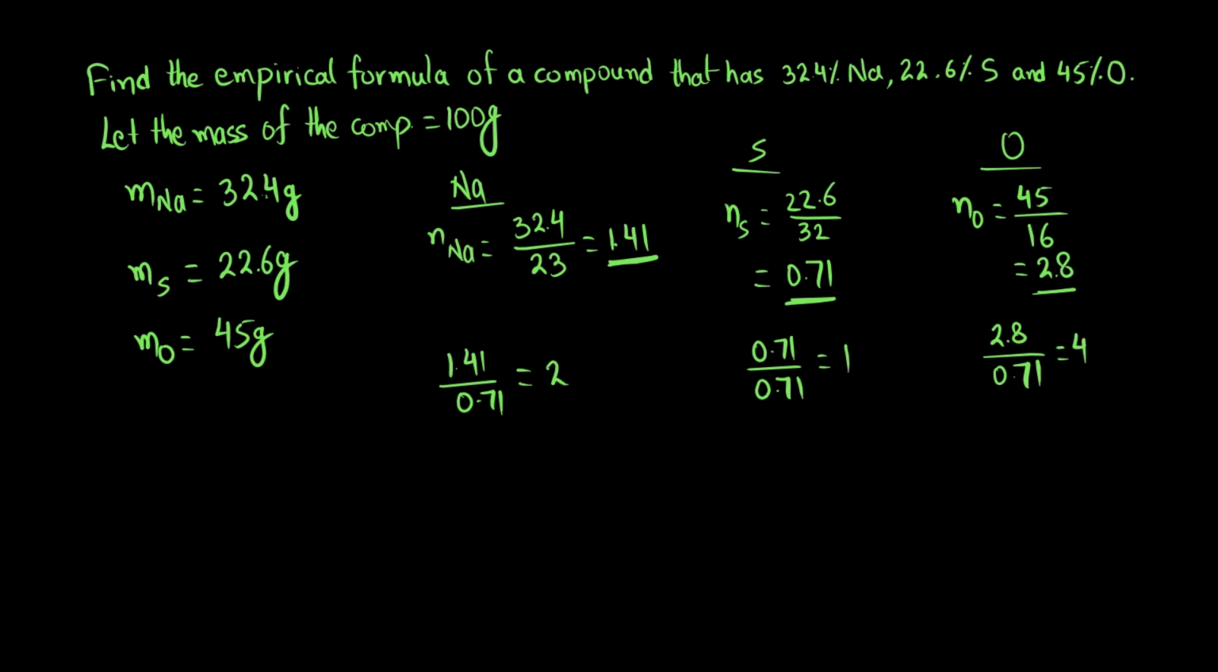Now that you have the numbers, you will usually get whole numbers: 2, 1, 4. Then the empirical formula would be sodium, we have 2 because of this number 2. Sulfur would be 1 because of this number 1, and oxygen would be 4 because of this number 4. So this is the empirical formula of the compound.